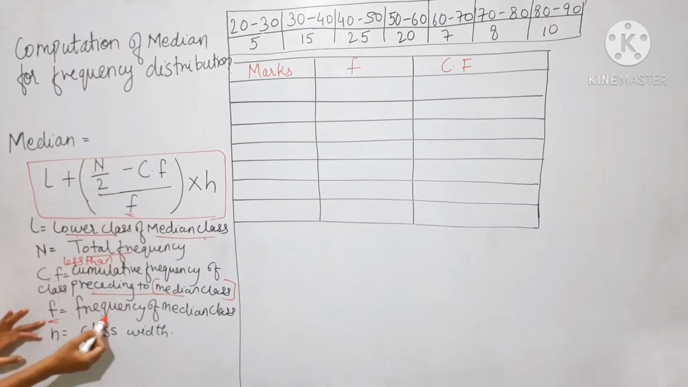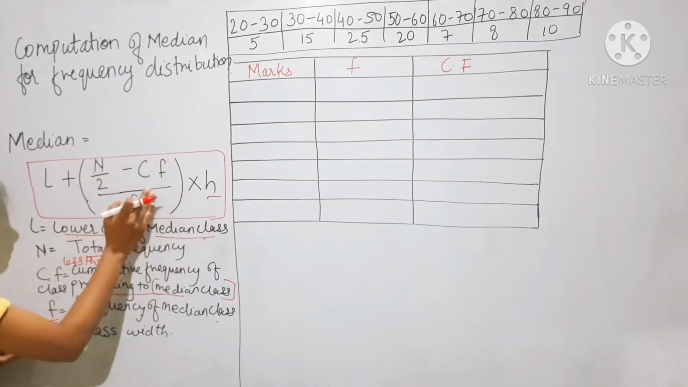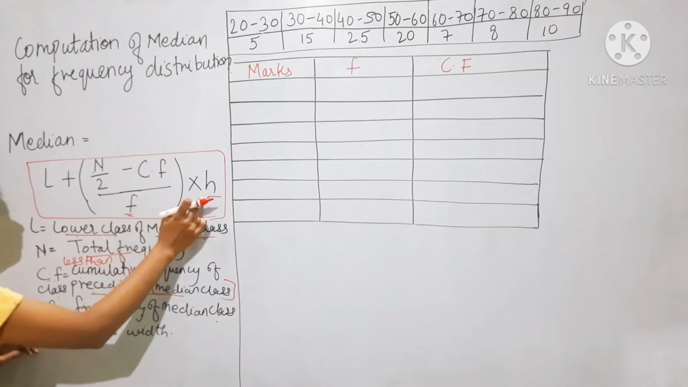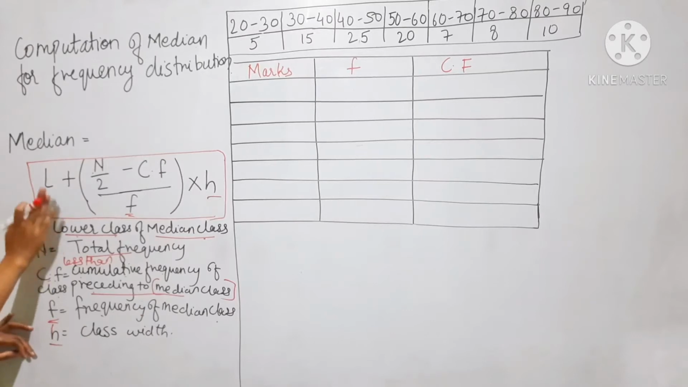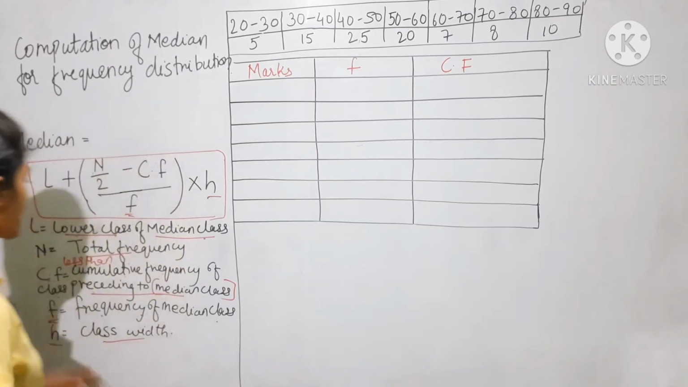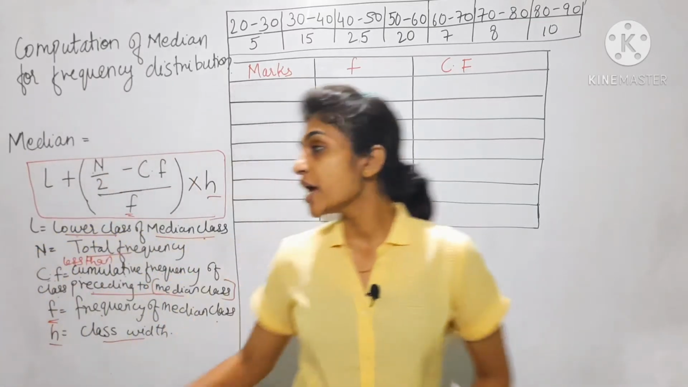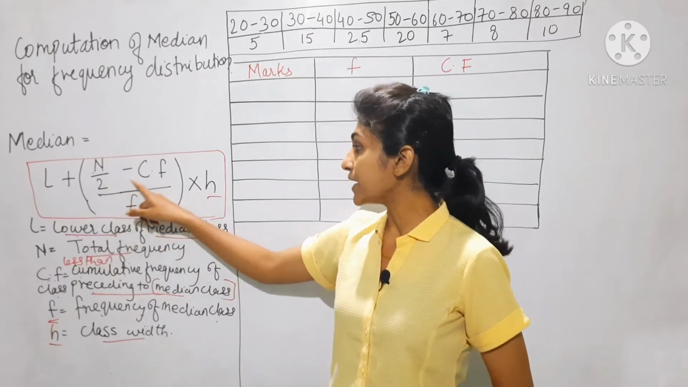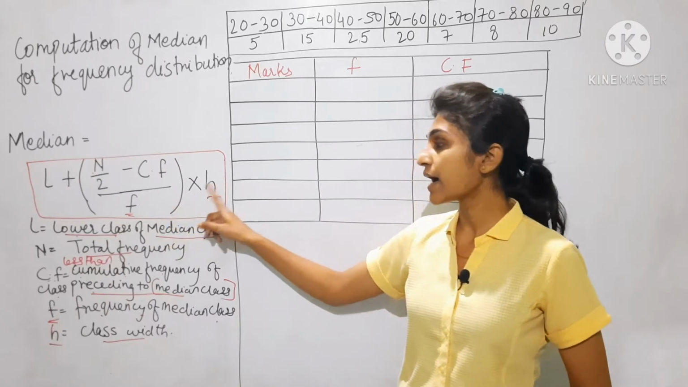F is the frequency of the median class, and h: you solve the bracket first, and whatever answer you get after solving the bracket, you multiply by the height, that is the class width, and then add the lower limit. In the example you will understand. H is the class width, meaning the height of the class. So the formula to calculate the median for a frequency distribution is L plus n upon 2 minus CF, the cumulative frequency, divided by f, the frequency, multiplied by h.